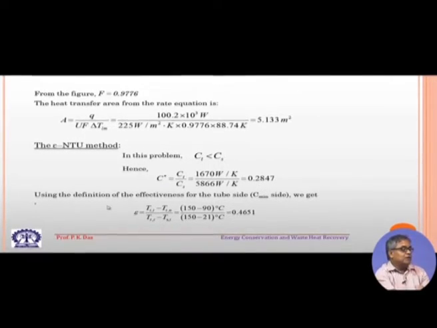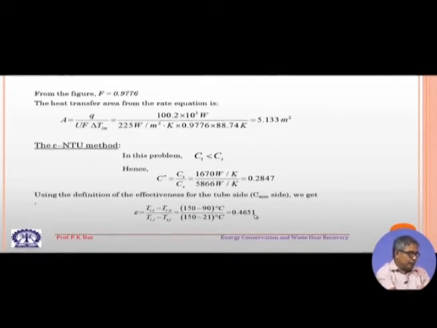Using the definition of effectiveness, then we can get this temperature values are known. So, we can calculate now, and we know which fluid stream is having the minimum value for C and which fluid stream is having the maximum value of C. So, using this concept, we can determine the effectiveness, and the effectiveness of this heat exchanger is 0.4651.